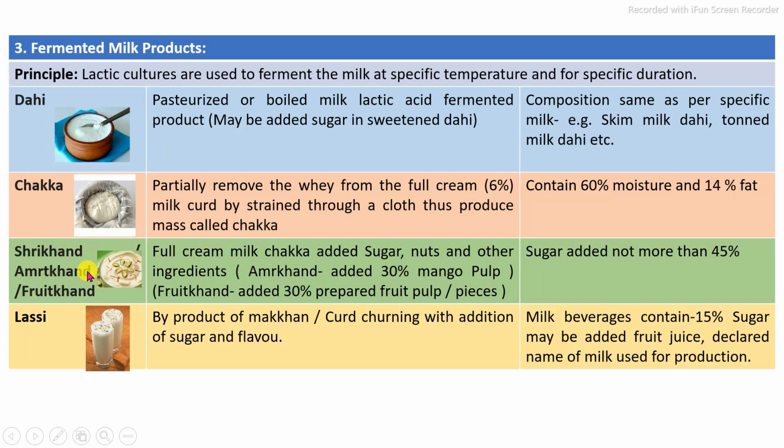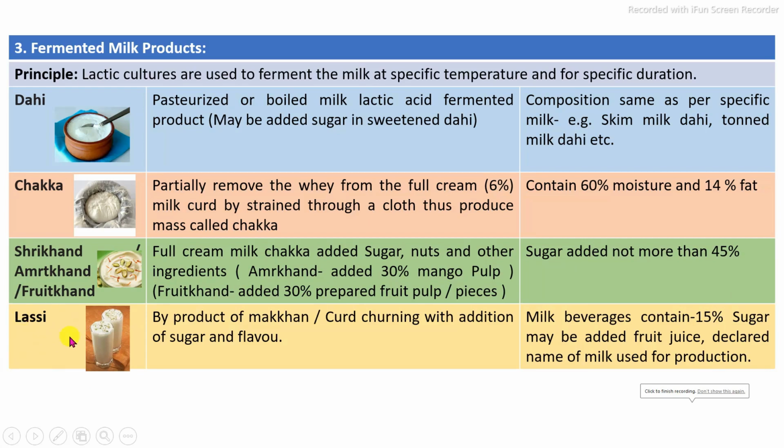Then Srikhand is prepared from the chakka with the addition of sugar, nuts, and other ingredients as per our requirement, and the addition of fruit juices, pulp, etc., to produce Srikhand, Amrikand, fruit curds, etc. As per the Food Safety Standards Authority of India, added sugar must be not more than 45%.